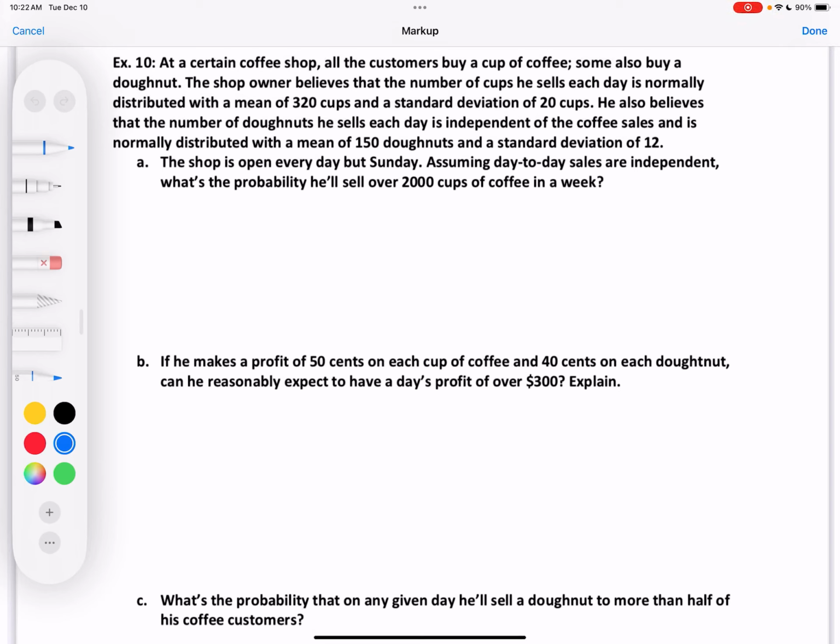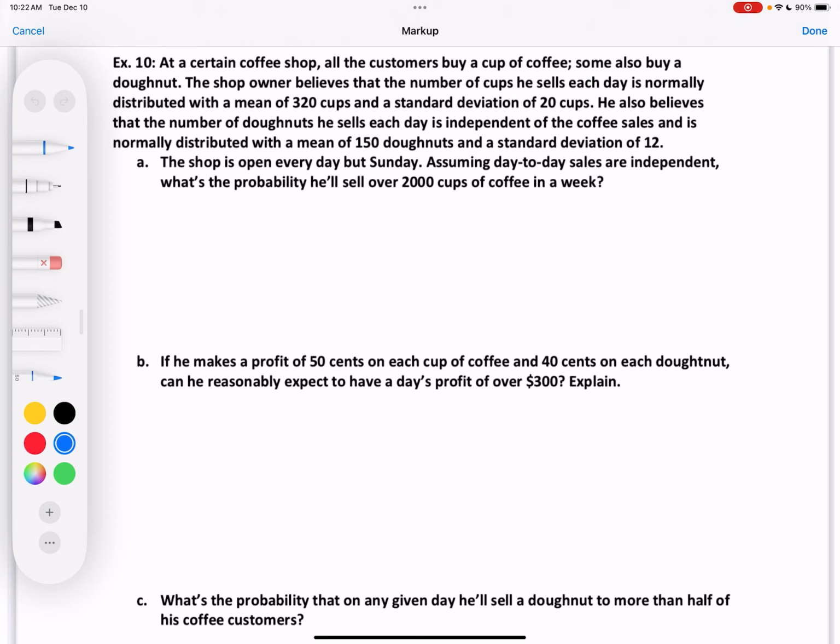All right, so our last problem. At a certain coffee shop, all the customers buy a cup of coffee. Some also buy a donut. The shop owner believes that the number of cups he sells each day is normally distributed with a mean of 320 and a standard deviation of 20. He also believes that the number of donuts he sells each day is independent of the coffee sales and is normally distributed with a mean of 150 and a standard deviation of 12. The shop is open every day but Sunday. Assuming day-to-day sales are independent, what is the probability he'll sell over 2,000 cups of coffee in a week?